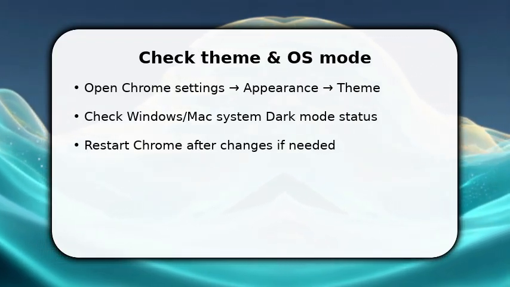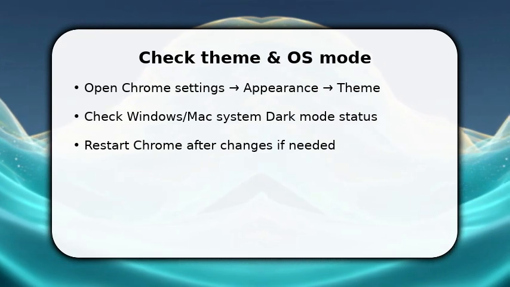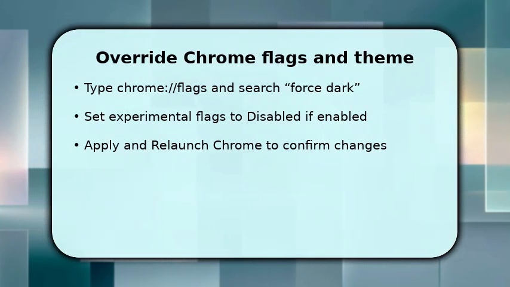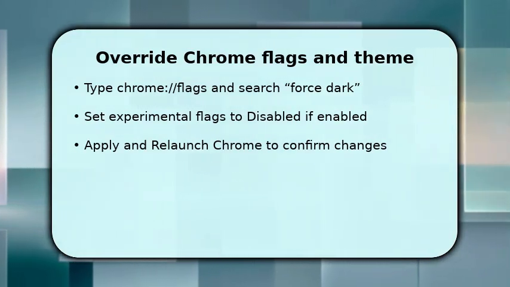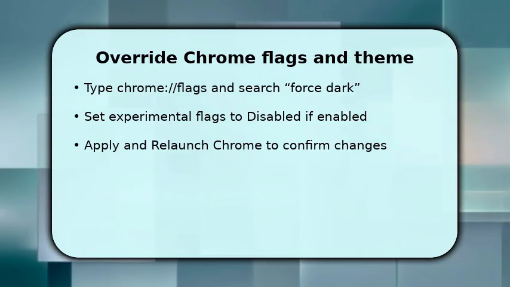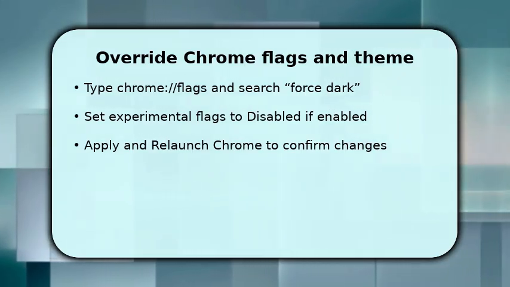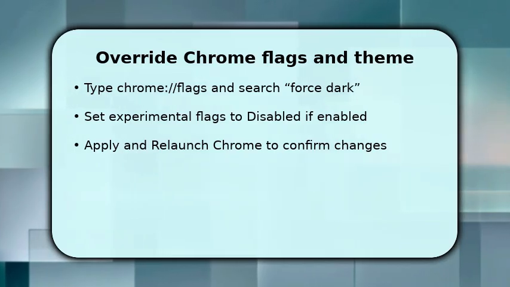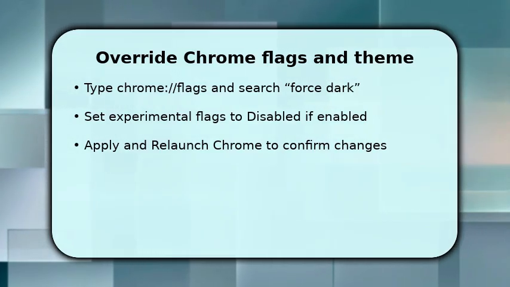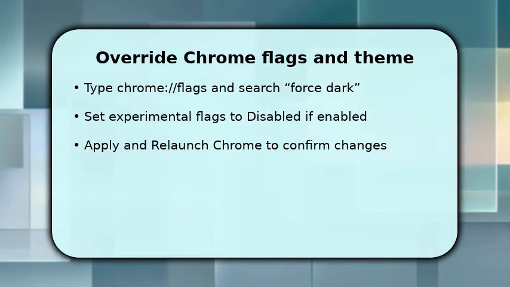Once you confirm the basic settings, you need to override experimental options that force dark styling. In Chrome's address bar, type chrome://flags and search for Force Dark or Auto Dark flags. If any are set to enabled, change them to disabled. This stops Chrome from inverting page colors artificially.